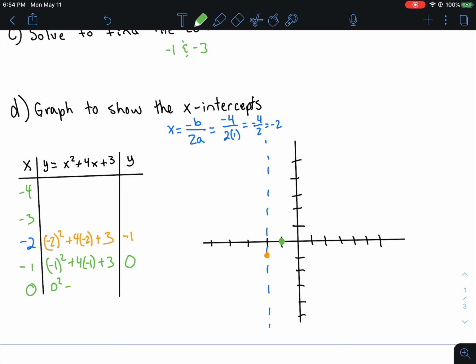That is going to be right here, so I went ahead and graphed that. When I plug in 0, I get 0 squared plus 4 times 0, which is 0, plus 3 gives me 3. So (0, 3). And that is our y-intercept, which is fine.